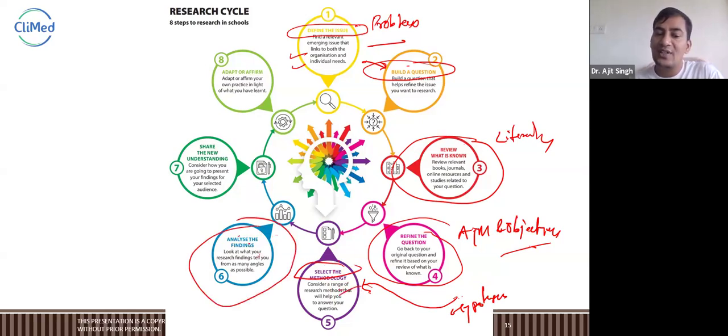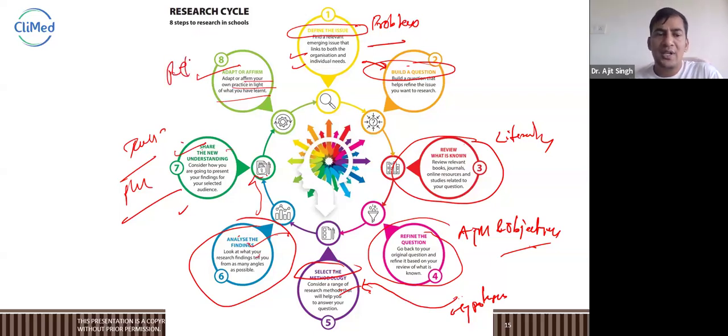Based on the collected data, you will analyze the findings. Then you will report the findings and share the new understandings, like making the thesis or publications, and publish it. Then adapt or affirm your own practice in light of what you have learned. So you make the report, which is also part of reporting, and get the feedback done. So this is the actual research cycle, guys.